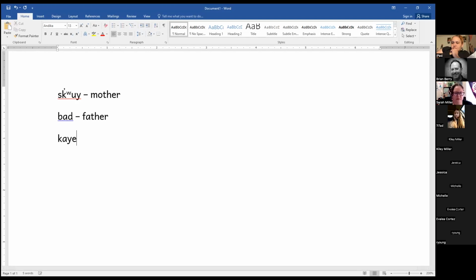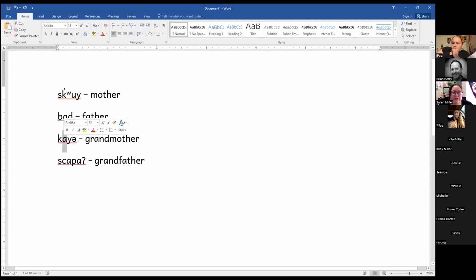And we have Kaya, grandmother, and Tsapa for grandfather. Kaya, Kaya. Remember that A makes an ah sound. And that schwa, the upside down E, is called a schwa. That makes an uh sound. Kaya, Kaya.